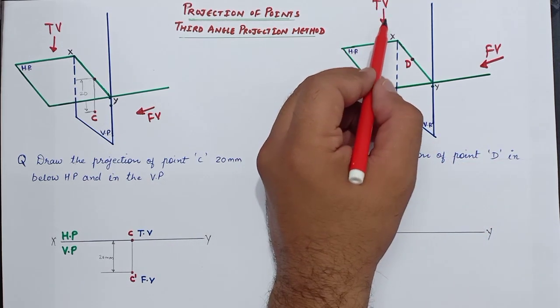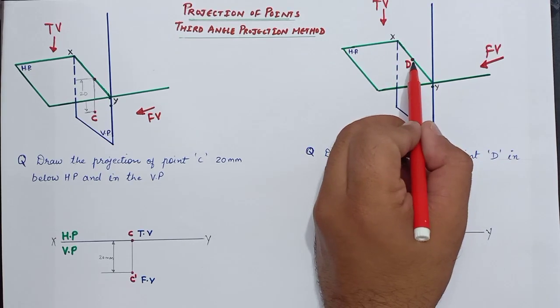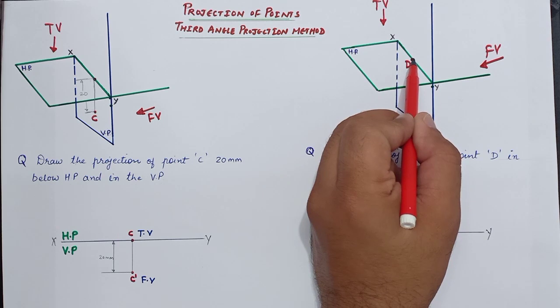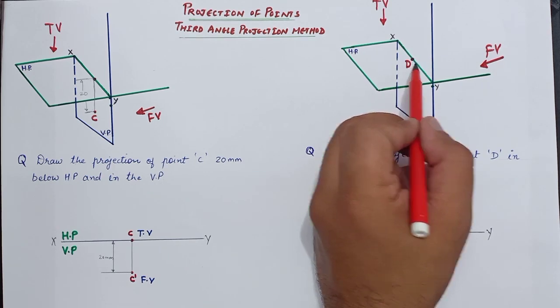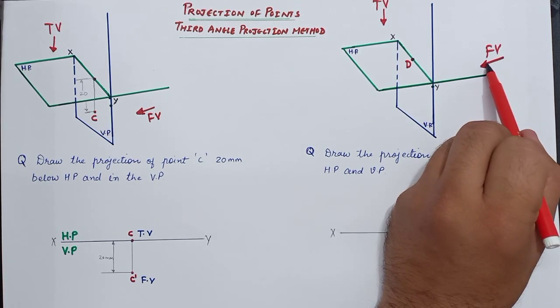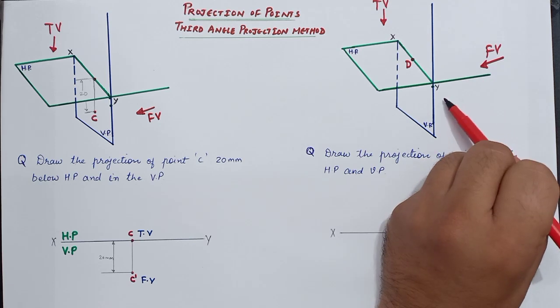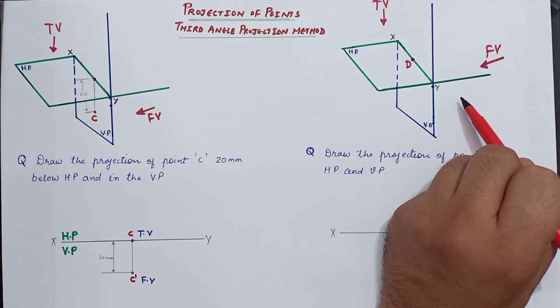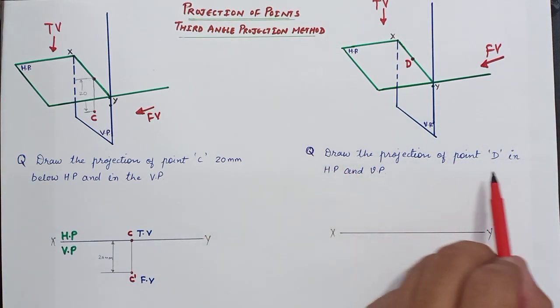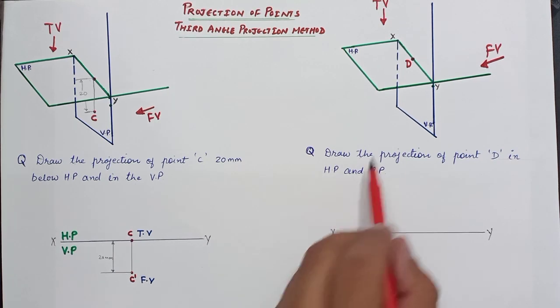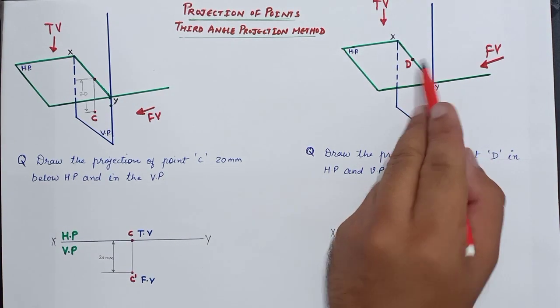So when we view from the top view, we can say that point D is lying on HP and it does not have any distance away from HP. Whereas when we look from the front view, we can say that point D is on the VP and it is not having any distance behind vertical plane. So if we have a condition that point D is in both HP and VP, simply we need to place the point on reference line.